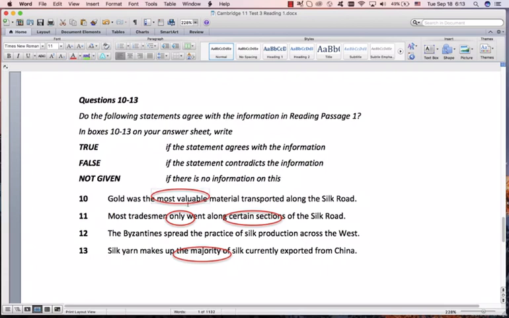This one, it's quite clear that by now you should start to see that IELTS loves this many and most thing in true, false, not givens. They also love the only. Only and certain here kind of go together. They have similar meanings. Only specific ones, not all of them, only specific ones.